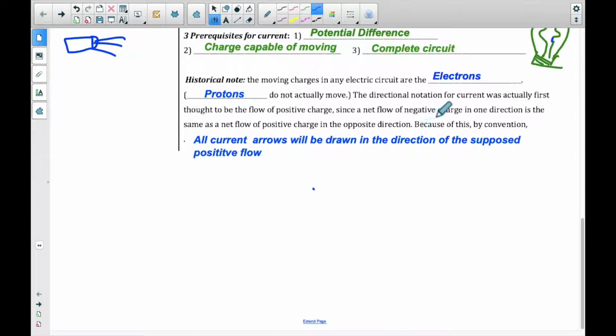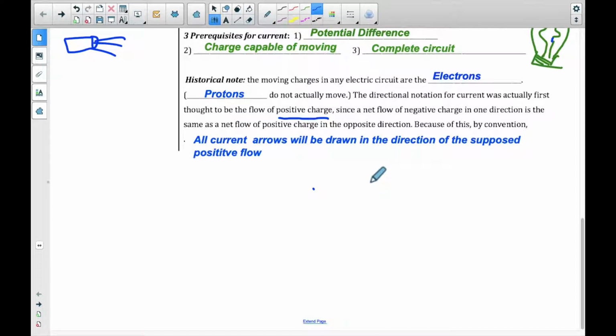And so the directional notation for current was first thought to be the flow of positive charge, since a net flow of negative charge in any one direction is the same as a net flow of positive charge in the opposite direction. Because of this, by convention, all current arrows will be drawn in the direction of the supposed positive flow. And you can again blame this on Ben Franklin. He thought the protons moved. We finally figured out, nope, it's not the protons, it is the electrons.